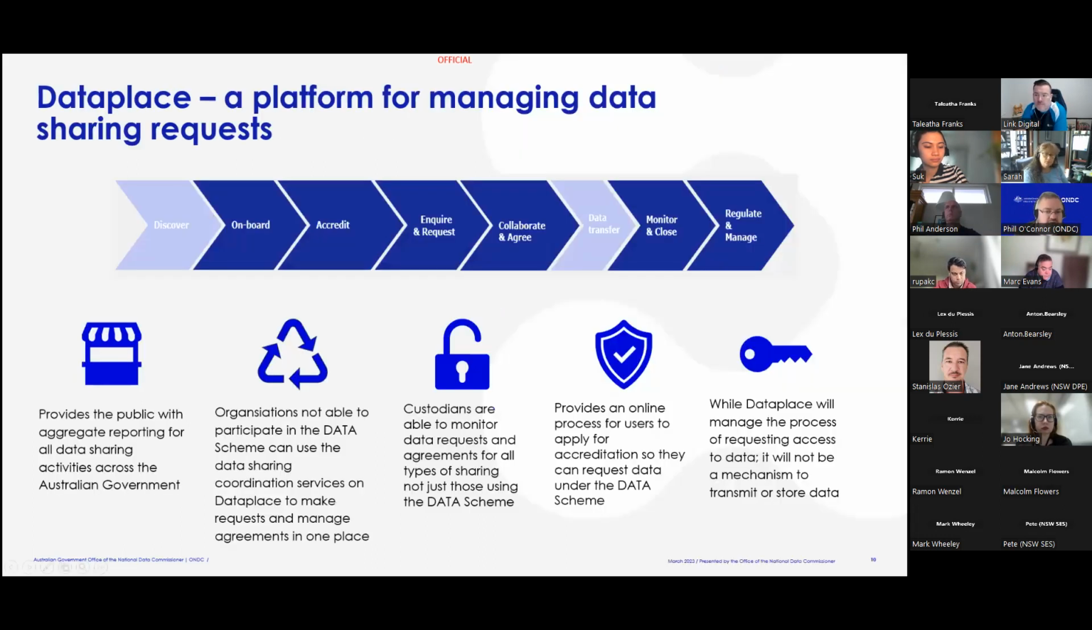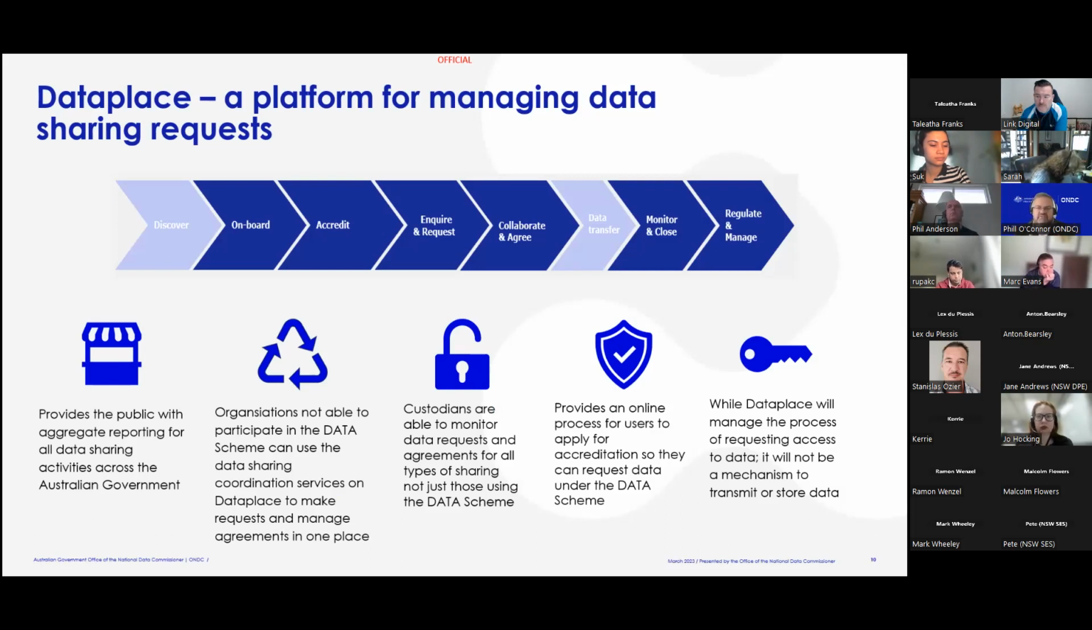Jump into the next one. So Dataplace, as I've mentioned before, is where we're going to be putting in the requests for the data sharing. So now you've got the data listed on the Australian Government Data Catalogue from the agencies. Now we want to be able to go in there and see what's available, how do I request it, and how do I get the right contacts.